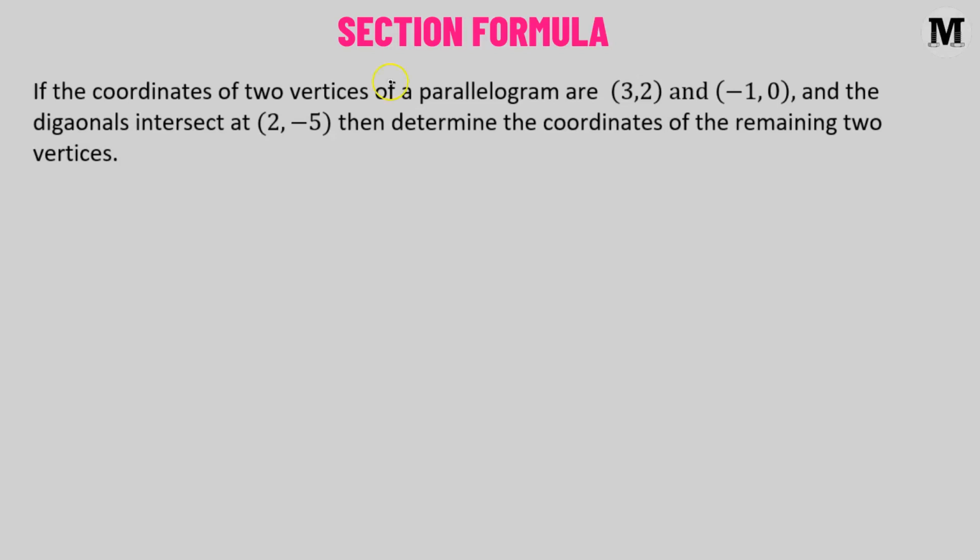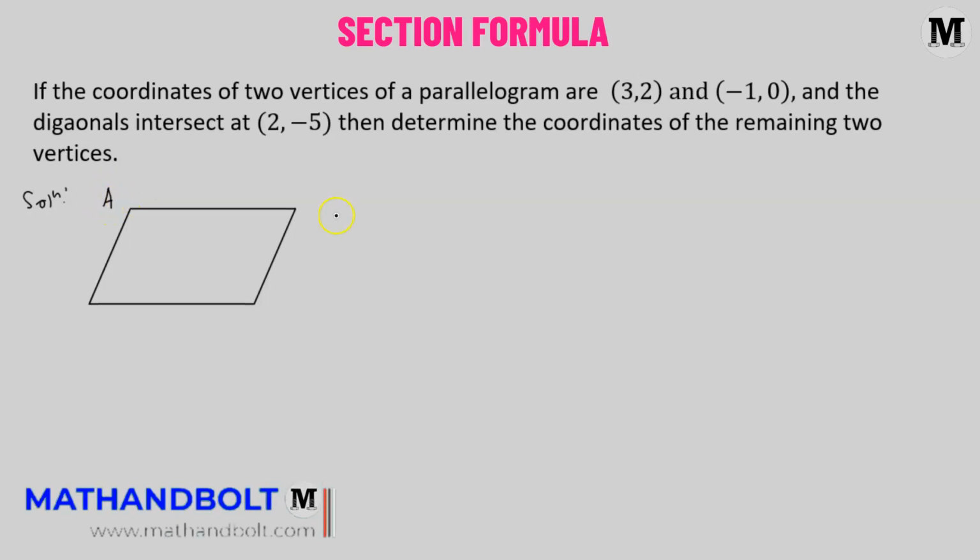If the coordinates of two vertices of a parallelogram are given and the diagonals are intersecting at the point (2, -5), then determine the coordinates of the remaining two vertices. So let us begin. First we will consider a parallelogram having the vertices A, B, C and D.